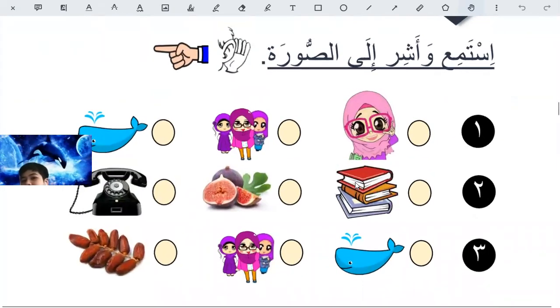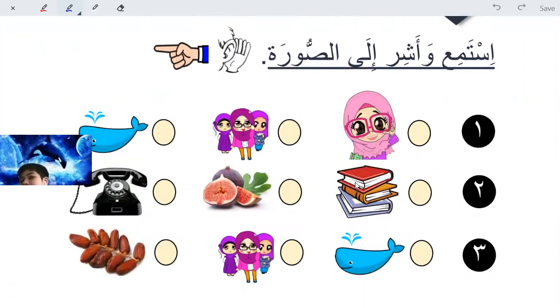Istami' wa ashir ila as-sura. Listen and point to the picture. I will say a name and you will tell me which picture it is. Okay. Banat. Banat, it's girls. Plural word. Girls. Second picture. Teen. Yes, it's the fruit one, the second one. It means fig. Okay. The next one. Hoot. Whale. Good.